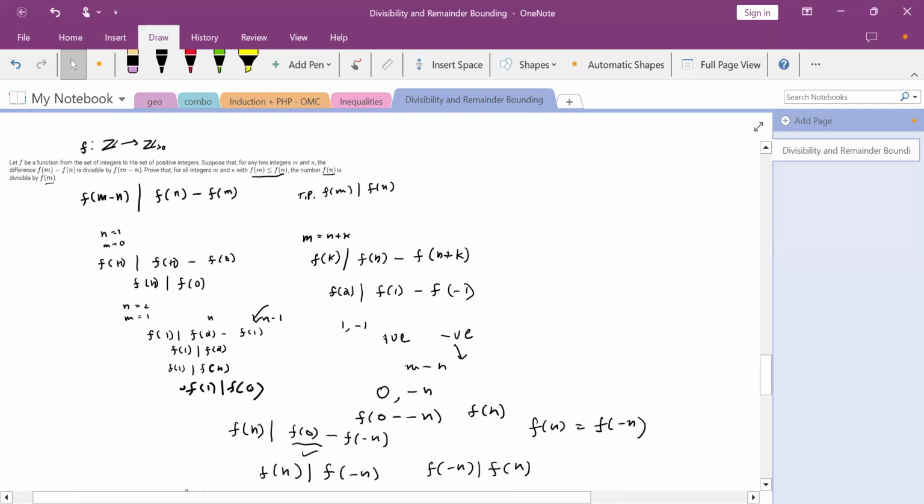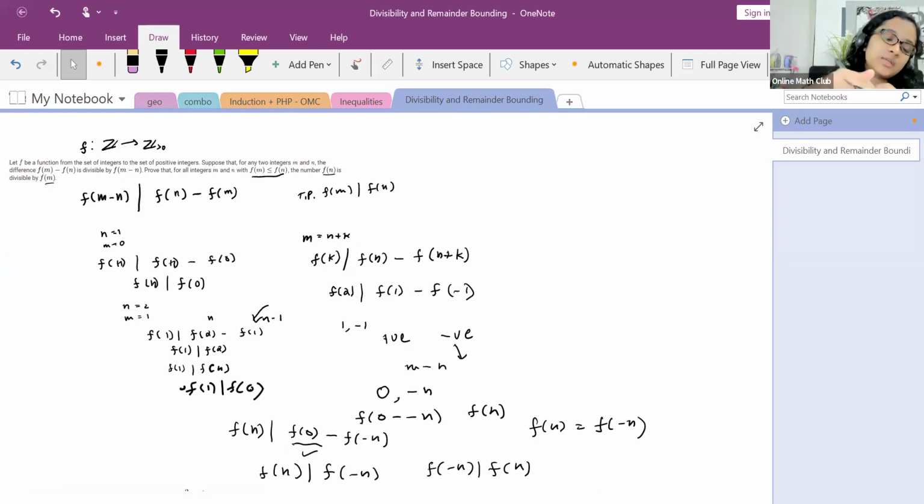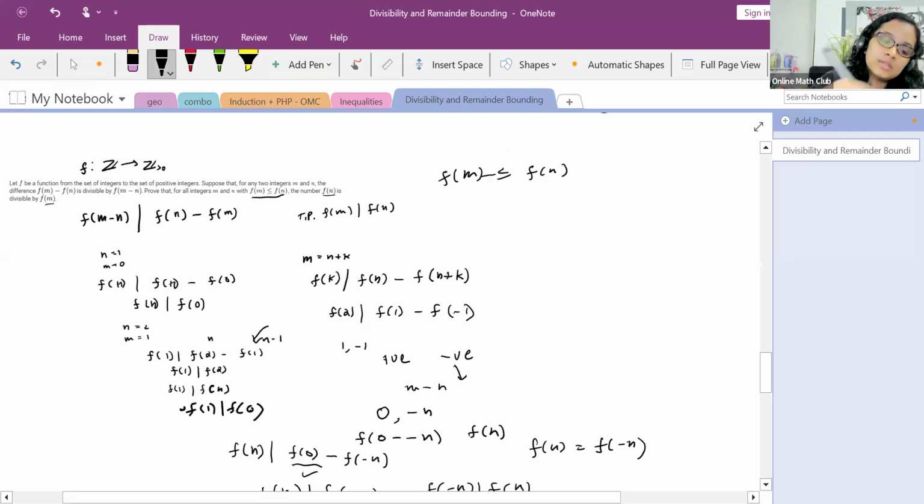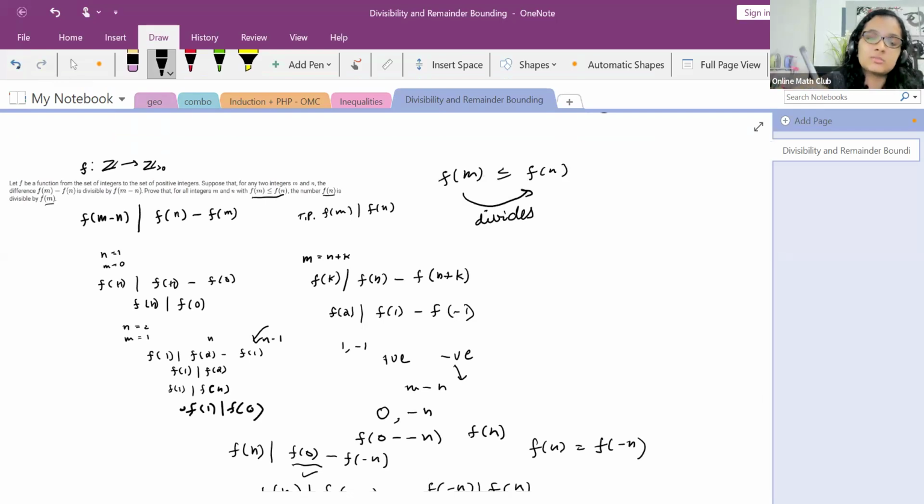I think by induction, it is a constant function. Yes, this does imply that f must be constant, but you don't need to prove that. You just need to prove this case. But it doesn't imply that f is constant. It's just saying that if f of m is less than or equal to f of n, then you need to prove that this divides this. It does not mean it's constant. It could be something like a square or something like that. It need not be constant.